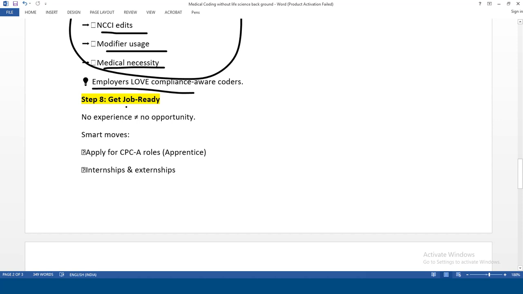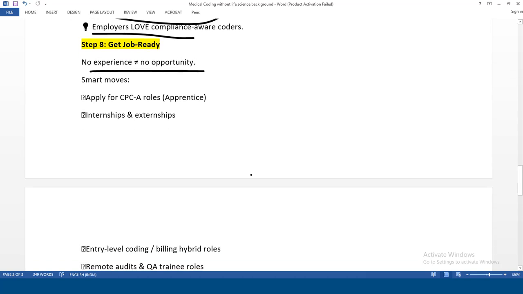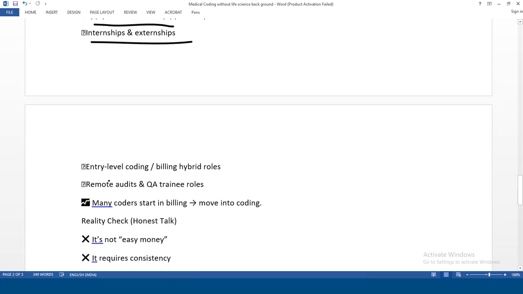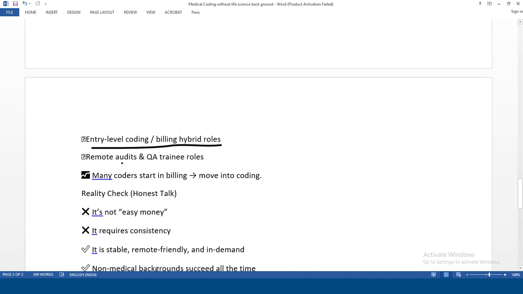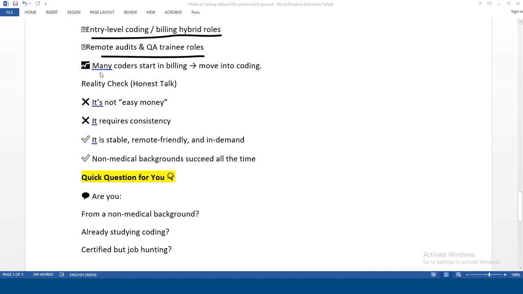Step 8, get ready. No experience, no opportunity. If you don't have any experience, you will not get the opportunity. So how do we get the experience? Apply for CPC-A roles, which means apprentice roles, and try to join internships as well as externships. Try to join entry-level coding and billing hybrid roles, where you can do both coding as well as billing. Remote audit and QA trainee roles are also options if you want to become a medical coder. Usually most coders start in billing and then move into coding.